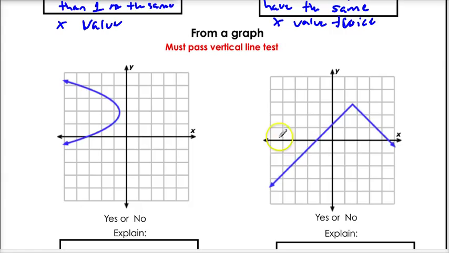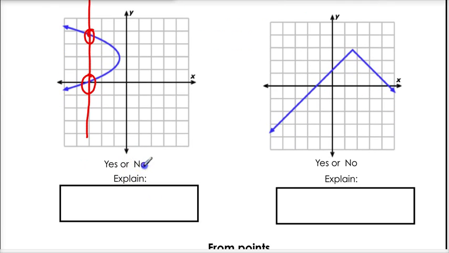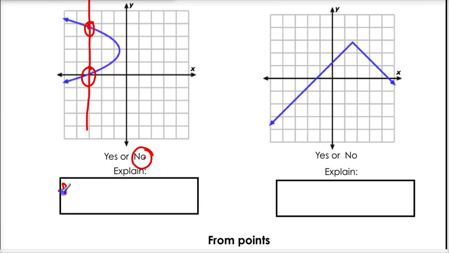Now from a graph, it's very easy. It just has to pass the vertical line test. All you do is pick a line, and you can put this anywhere. If you can draw a line that goes through 2 points, it is not a function. So this goes through 2 points. This is a no, that is not a function. This fails the vertical line test.